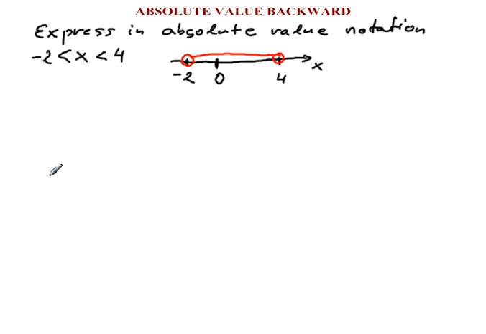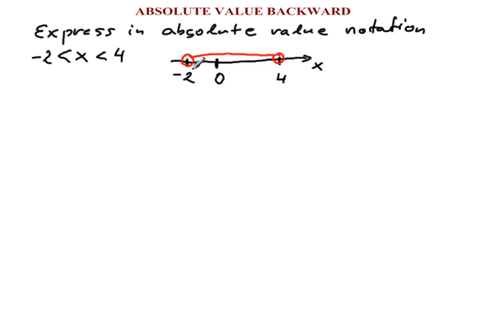All right, absolute value backward. So now we have a double inequality, and the challenge here is to put it together using absolute value notation. So let's look at that inequality. X is in between -2 and 4, not including the endpoints.